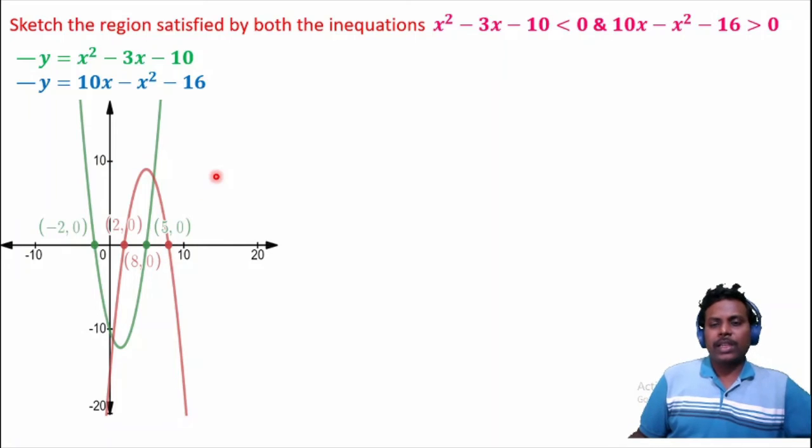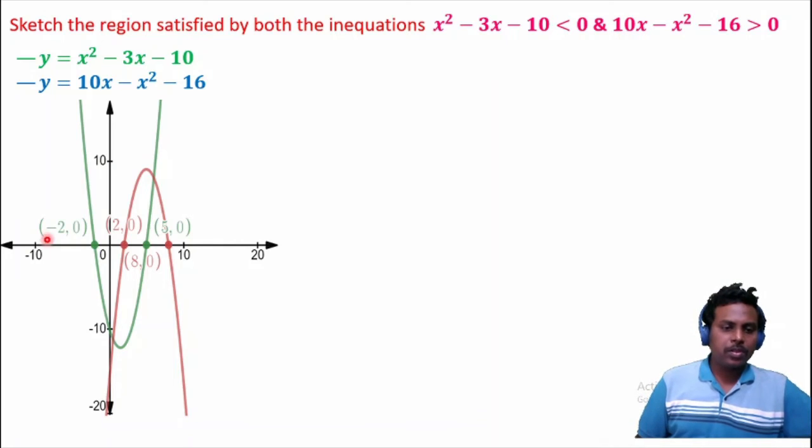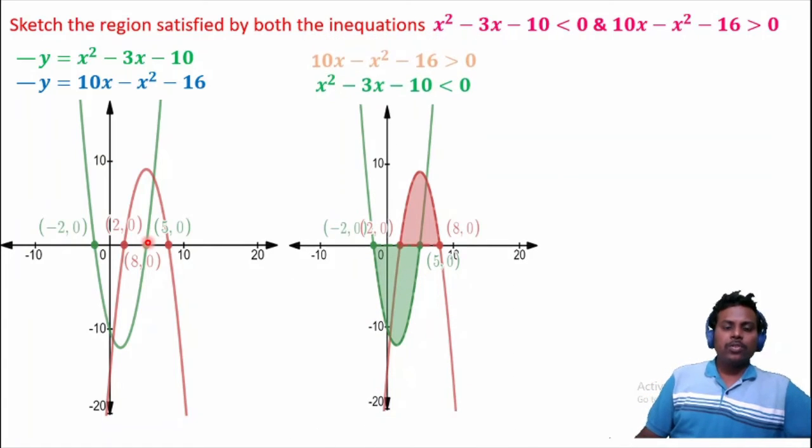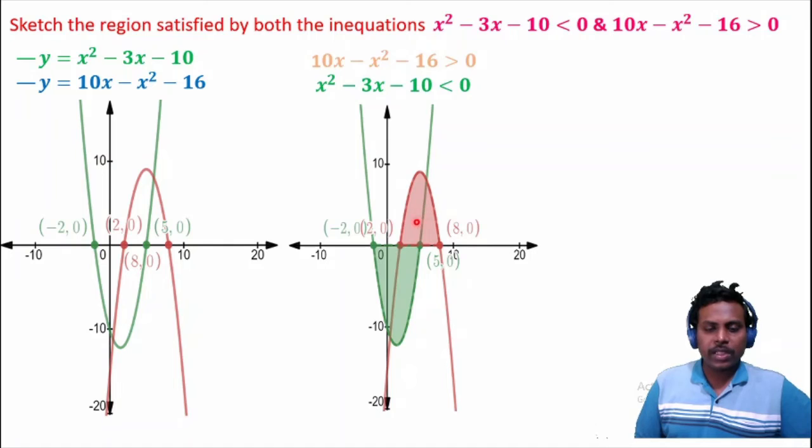Now we have to sketch the inequality. So for what values of x is this y positive? If you look at these values of x, here the y value is positive. So it is this region that we have to shade. Here is the sketching of those two regions. Here we have sketched it.